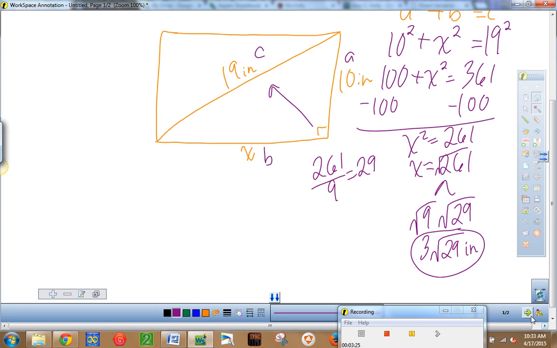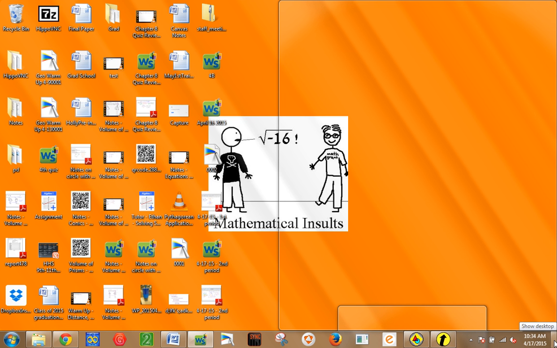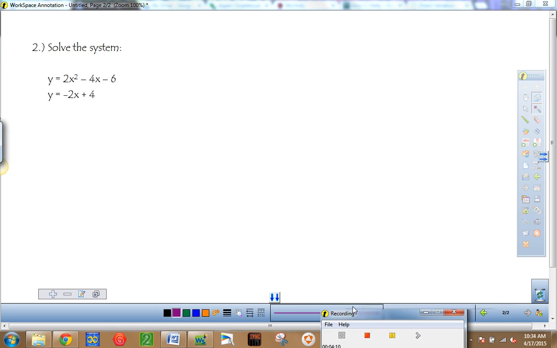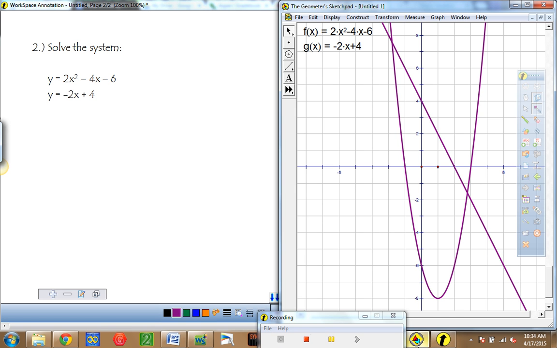All right, let's try the calculator problem. So, grab your calculator, go into your y equals, and graph these two equations. And what are you looking for? Your graph should look like this. Yep. Put both of those in there, and then remember Zoom 6 gives you that nice 10 by 10 graph.